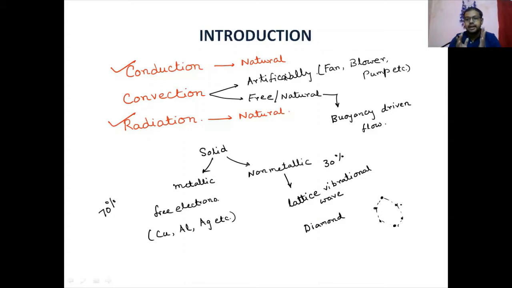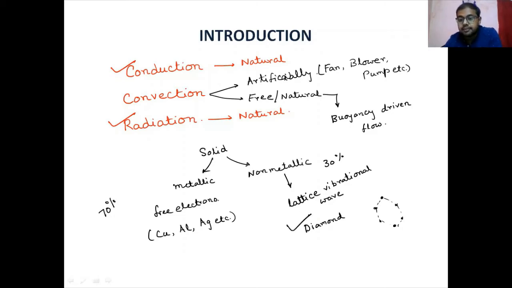So one molecule is getting heated, vibration starts in the lattice, and this heat energy flows from one lattice to another lattice in the form of a lattice vibrational wave. This is the case for non-metallic solids. So for solids, there are two possibilities, metallic or non-metallic.